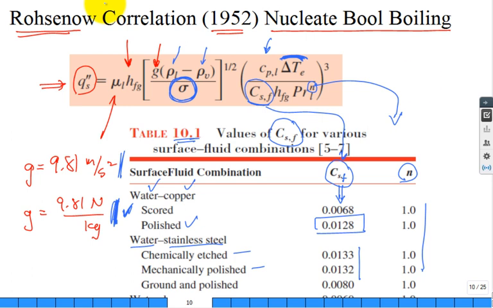All right, that's just the Prandtl number for the liquid raised to the exponent n. And if the n is 1, then you didn't really do much, did you? And then what's this HFG? Heat of vaporization. This is cubed. This is the 1/2 power. So this is Rosenau's correlation. Where is it valid? In the nucleate boiling zone or region. All right.